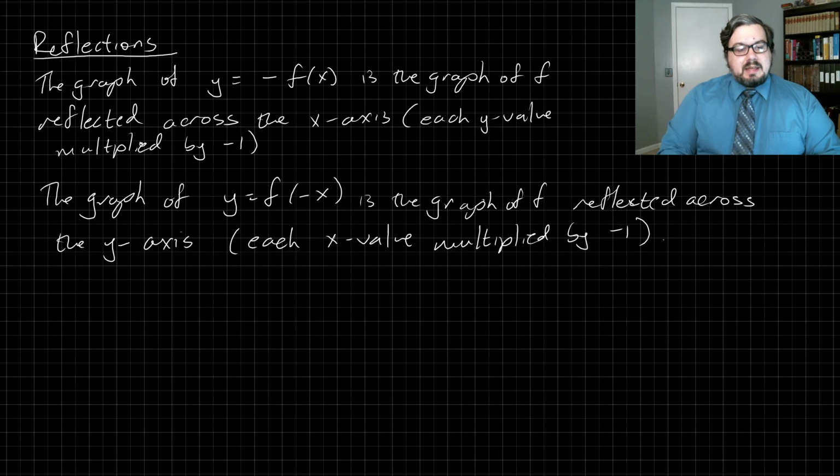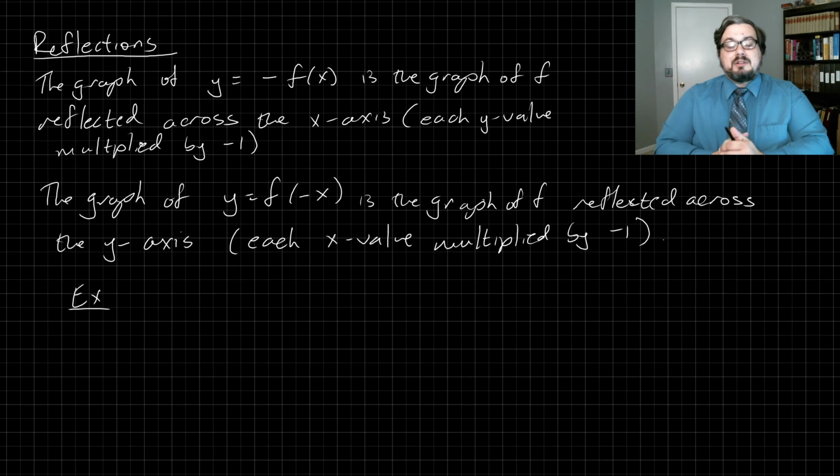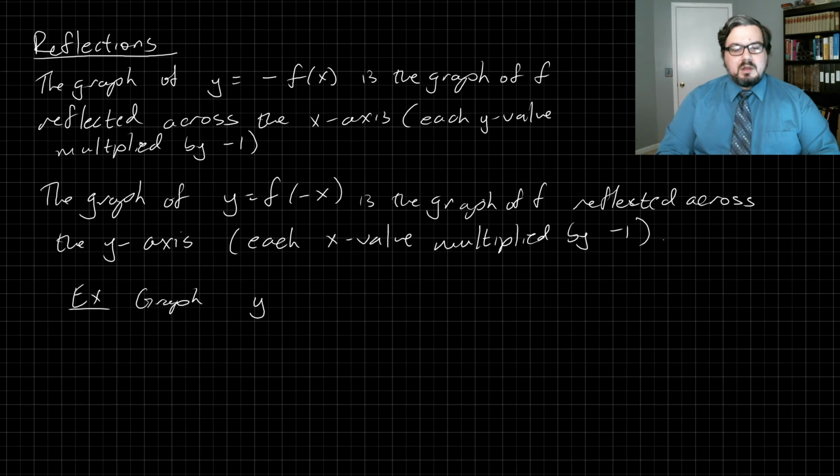So we can take examples, but rather than doing just an example with a single reflection, which is what we've seen before, let's see what happens when we combine a couple of things. Let's graph y equals -x cubed plus 2. And we're going to do this a little bit loosely.